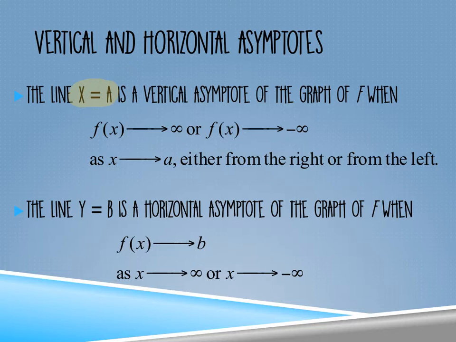A horizontal asymptote is y equals b. So notice vertical is x because it's got to be a vertical line, and horizontal is y because it's got to be a horizontal line. These are lines. Again, if I'm asking you for the asymptotes, which I will, you're going to have to give them to me in equation format.